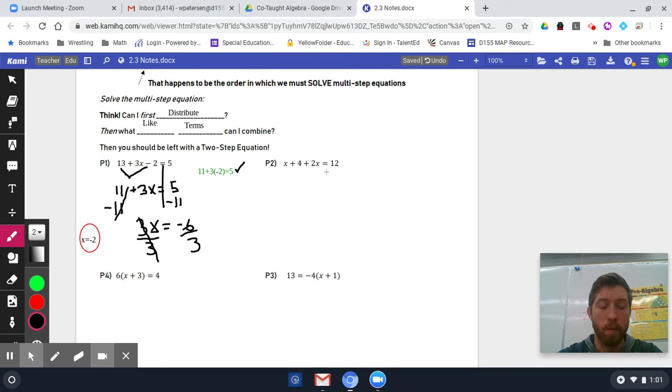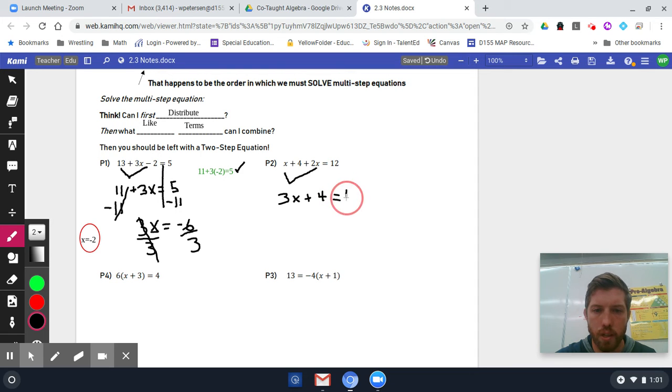So next up, first step, is there anything to distribute? No. Is there anything I can combine? Yes. We have a 2x and an x. Those two can go combined. This is a +1. This is a +2, which gives us a +3x. Add them together, 3x plus 4 equals 12. Now, not much has changed there from last section, guys.